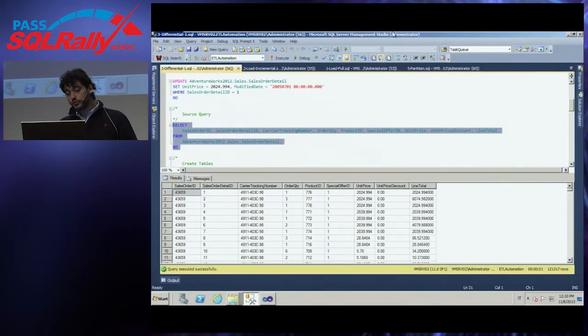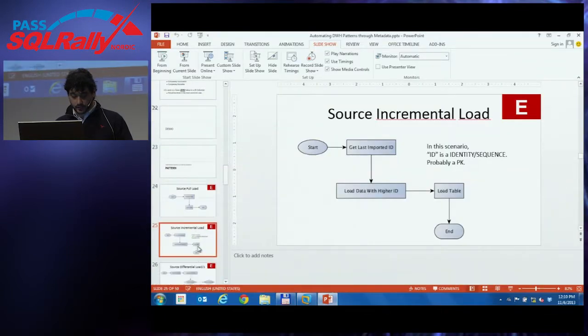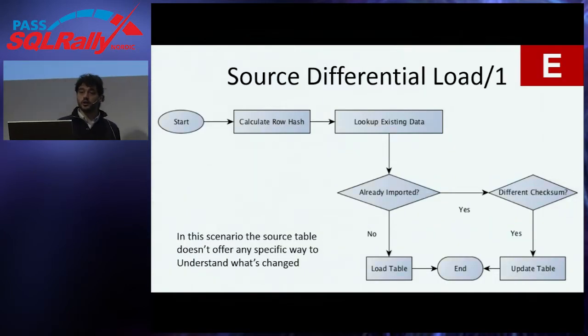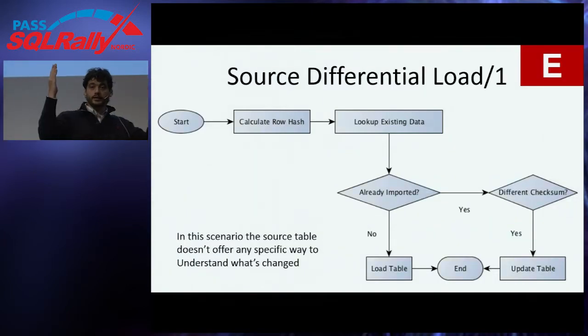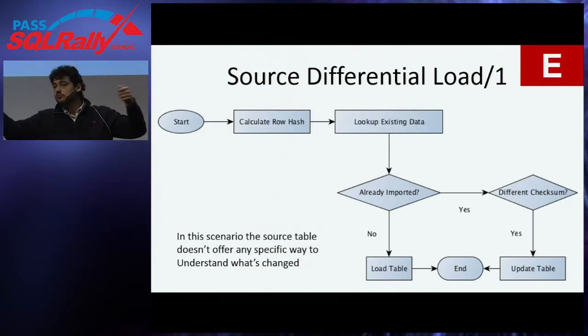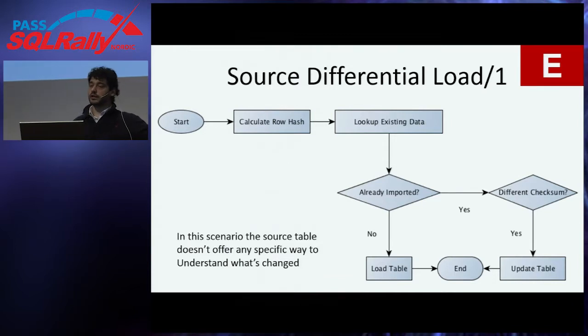So what we usually do here, back to the slide for a second, is that the pattern is: calculate the row hash. So take all the columns, calculate a hash value out of them, store it. Then the next time you load that row, calculate the row hash again and compare if the hashes are the same or not. If they are the same, you already have the data. You don't need to do anything. If the hashes are different, you need to update something. So this is the idea.